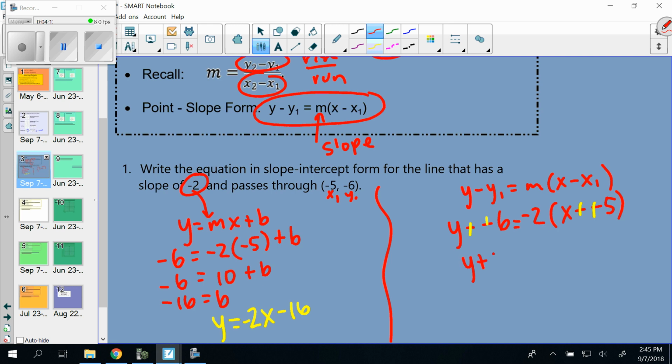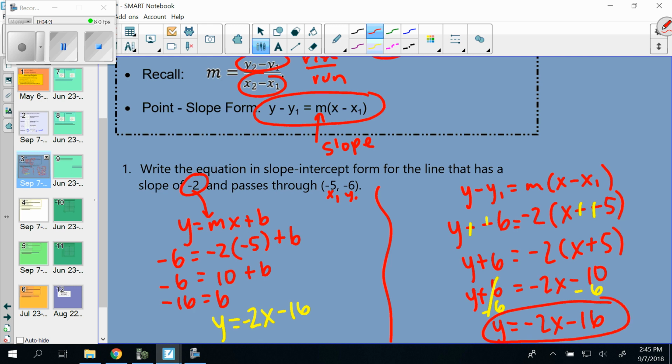So now you've got y plus 6 equals -2 times x plus 5. Now we can distribute on the right side here. And then our final step would be to subtract 6 to get rid of that. Now we end up with the exact same equation that we did over there, y equals -2x minus 16. Same thing. So whether you use slope-intercept or point slope, you get the same one. We're just giving you an option of what you want to put in.